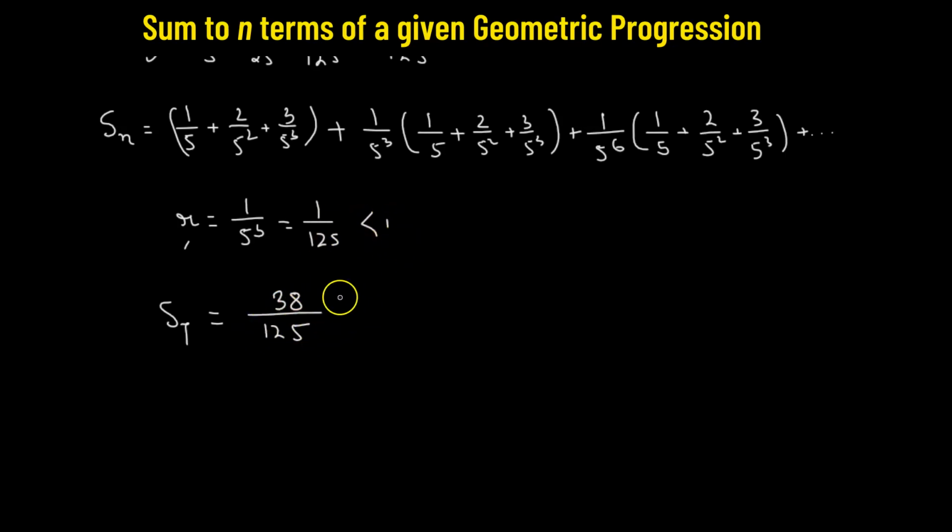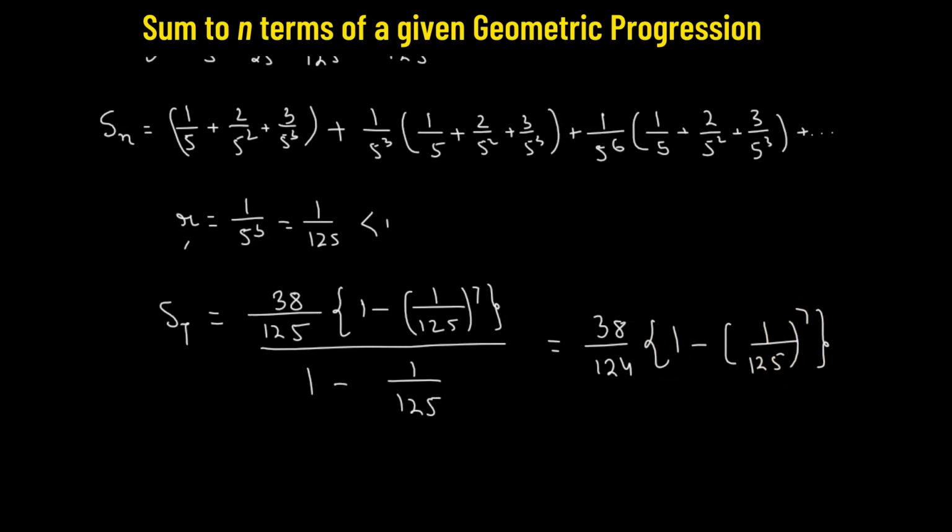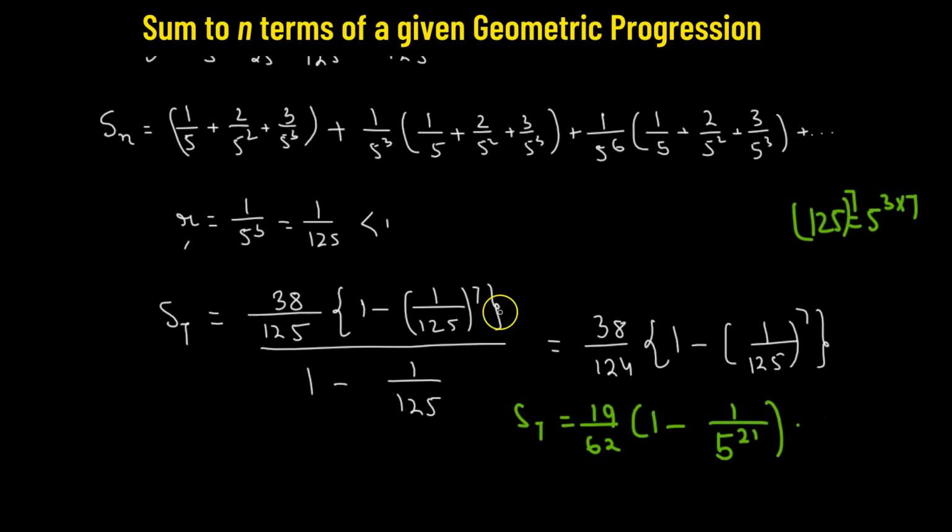Since the common ratio is less than 1, we're going to use the formula with 1 minus (1 over 125) whole raised to the power of 7, divided by 1 minus the common ratio, which is 1 over 125. So this gives us 38 divided by 124, multiplied by 1 minus 1 over 125 raised to the power of 7. If we want to simplify further, 38 over 124 simplifies to 19 over 62, multiplied by 1 minus 1 divided by 125, which is equivalent to 5 cubed. Since we're raising it to the power of 7, we have 5 raised to the power of 3 times 7, which gives us 5 raised to the power of 21. So this is the sum up to the 7 terms of the given geometric progression.